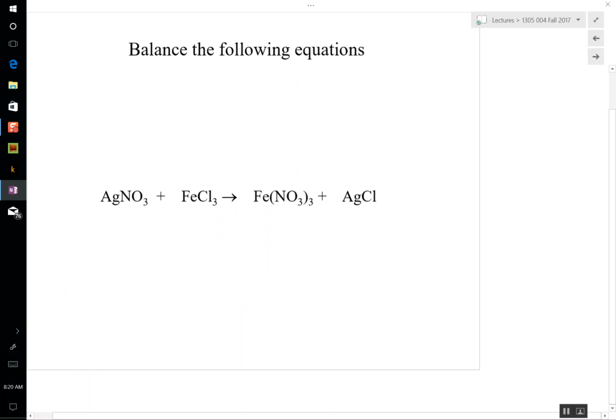Let's do some examples. All right, here is a double replacement reaction. What do we mean by that? The iron is going to replace the silver, and the silver is going to replace the iron. So you're going to get iron nitrate, you're going to get silver chloride. So that's what I mean by double replacement. Each one of those species is replacing the other one.